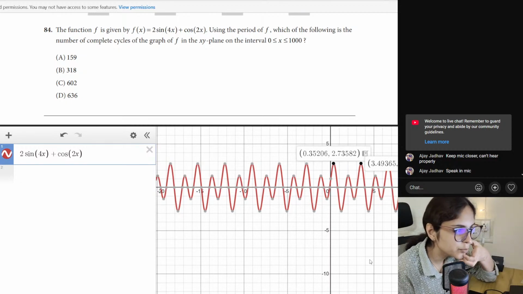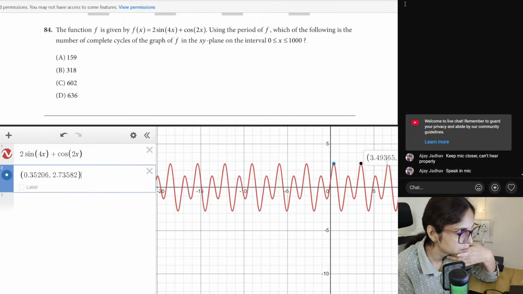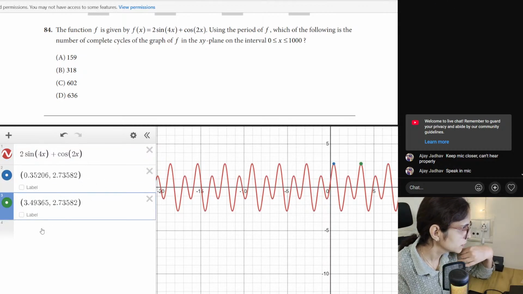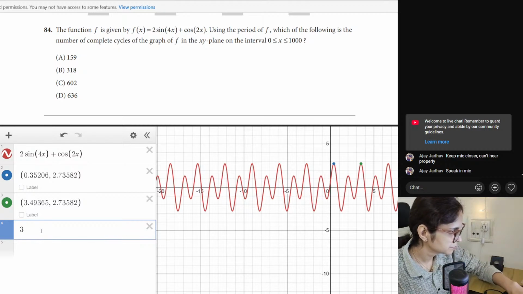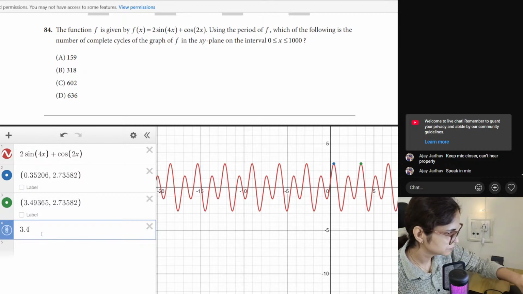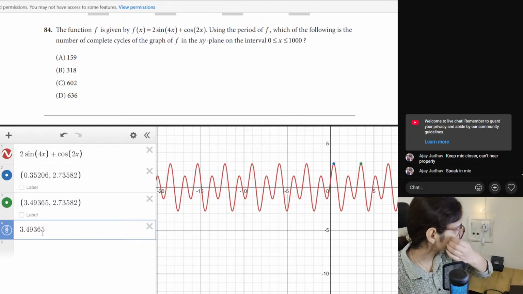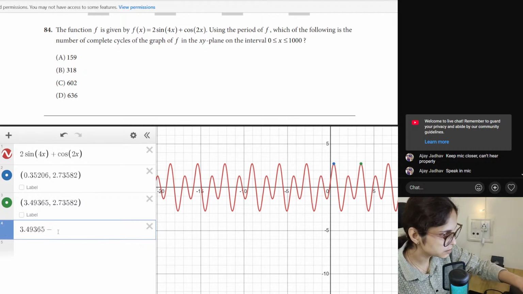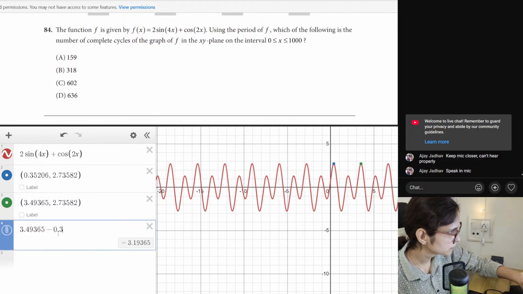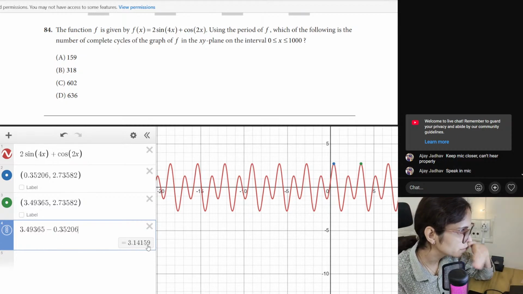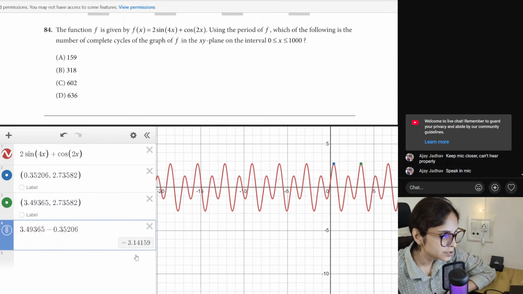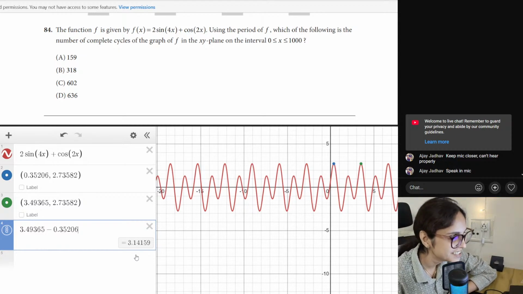This is the period: 3.49365 minus 0.35206. Yes, so I can write 3.49365 minus 0.35206, which is 3.14159, approximately pi. So the period is pi. Okay.